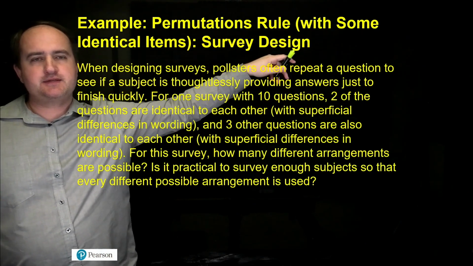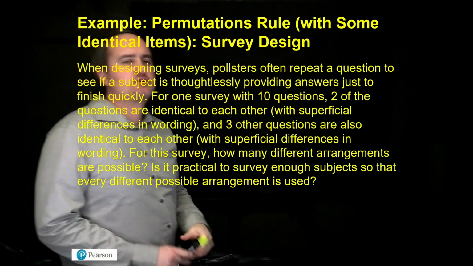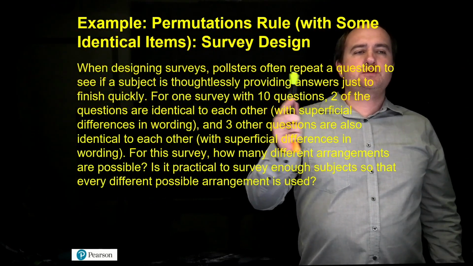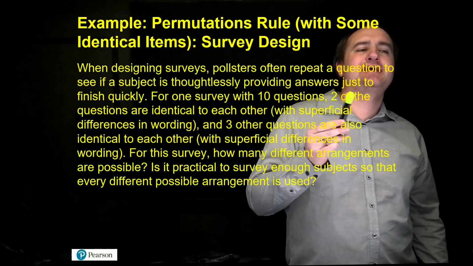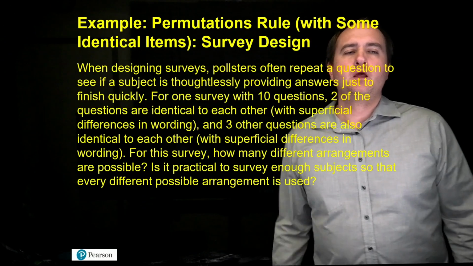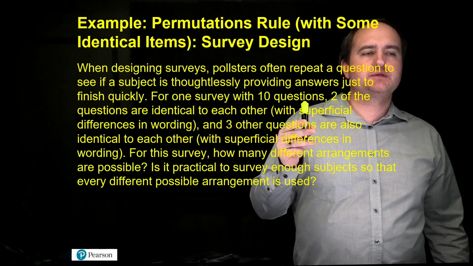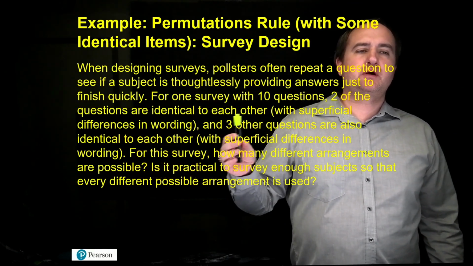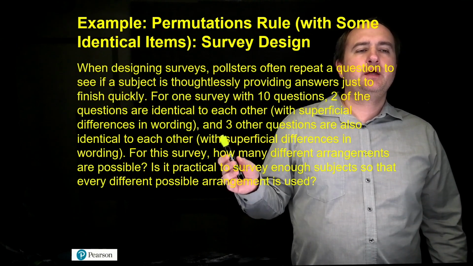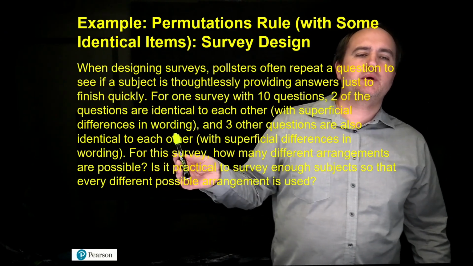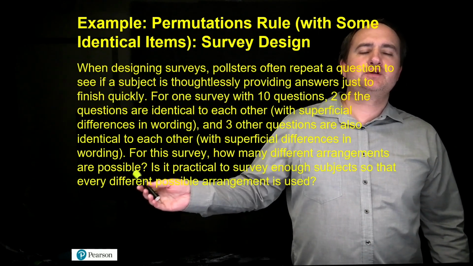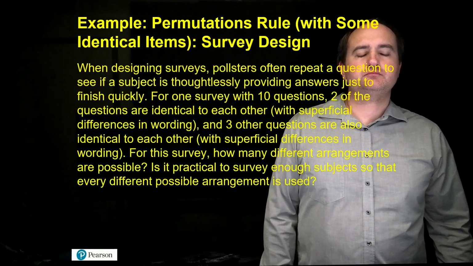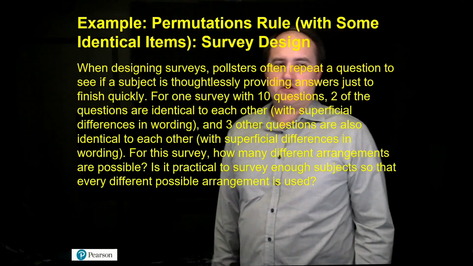This is survey design. When designing surveys, pollsters often repeat a question to see if a subject is thoughtlessly providing answers just to finish quickly. For one survey with 10 questions, 2 of the questions are identical to each other, and 3 other questions are also identical to each other. For this survey, how many different arrangements are possible? Okay, so let's answer their first question.